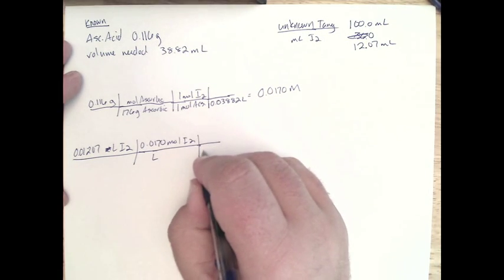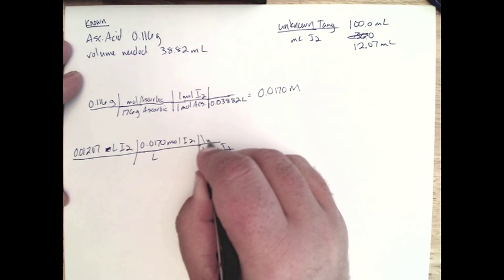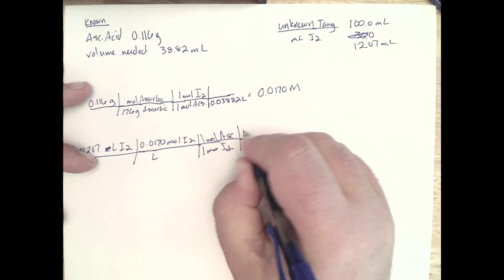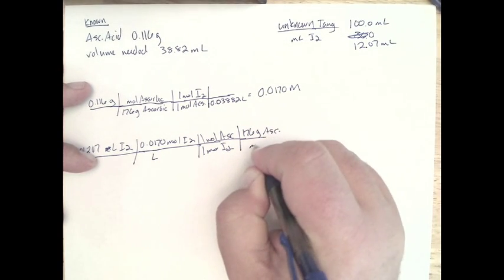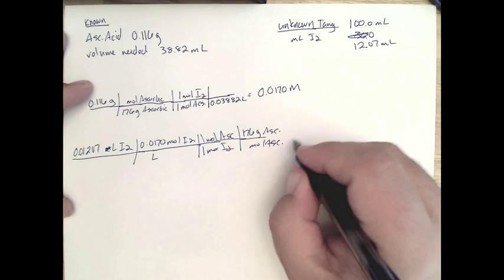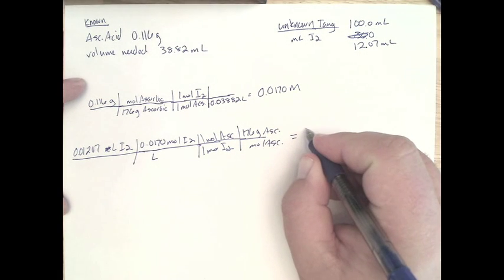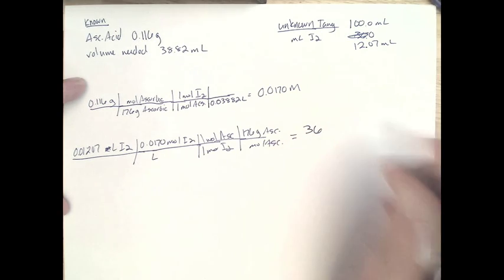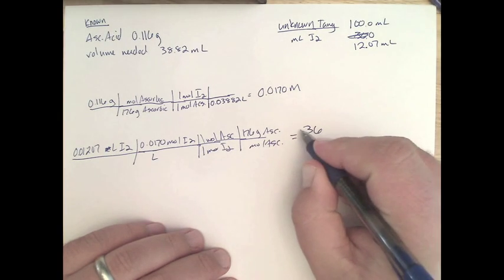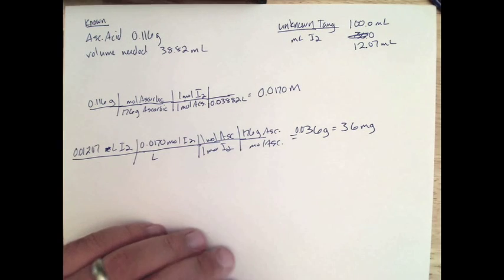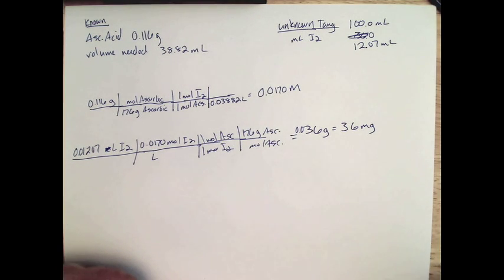We then have the conversion factor again, 1 mole of iodine consumes 1 mole of ascorbic acid. And then we have 176 grams of ascorbic acid per mole of ascorbic acid. If we do all that multiplication, I think, if I did my math right, that gives us somewhere on the order of 36. Now that would be milligrams, so it's 0.036 grams, which is 36 milligrams in that 100 mil sample. Then you could figure out how many milligrams that would be per fluid ounce, and that would get you the RDA or however you want to calculate it.